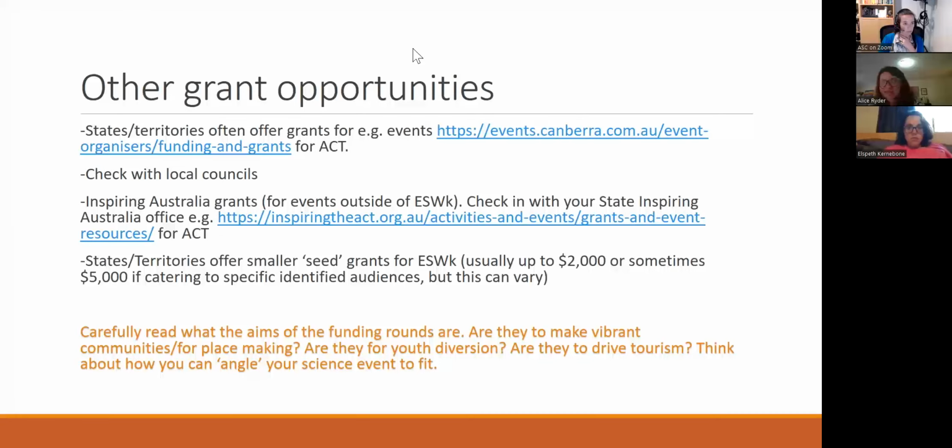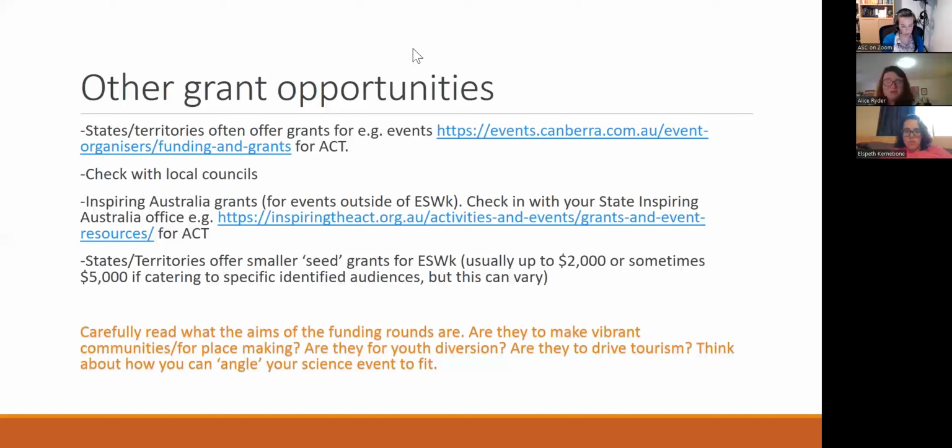There are other ways that you can get funding as well. You can look at state and territory governments. You could look at local councils. Inspiring Australia also offer grants for events that are outside of National Science Week. And as I mentioned before, state and territories also have seed grants or smaller grants for National Science Week, sorry, not ESWK, that was a typo. They're usually up to $2,000, or very occasionally they're up to $5,000 if they're for an event for a very specific target audience. So there are lots and lots of different grants available.